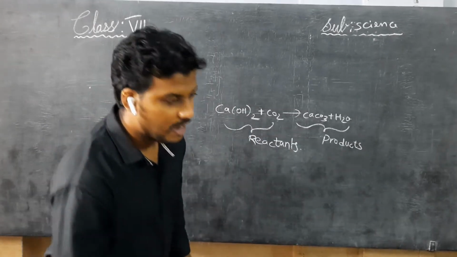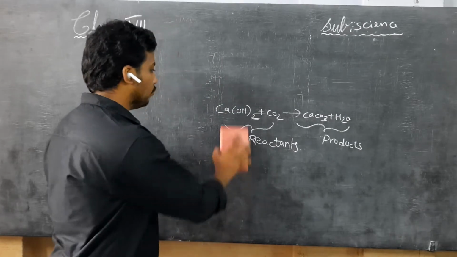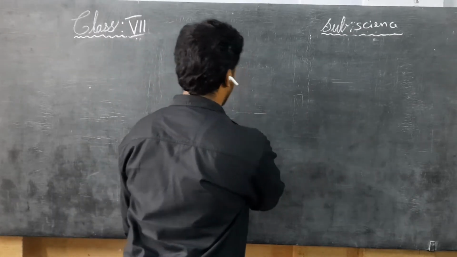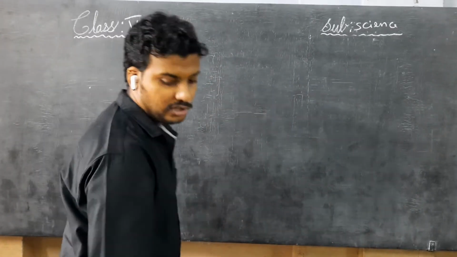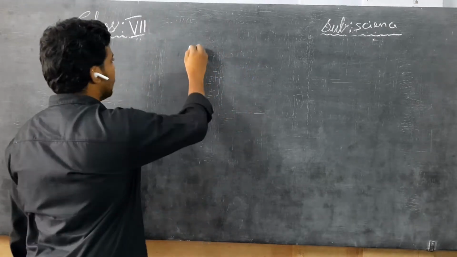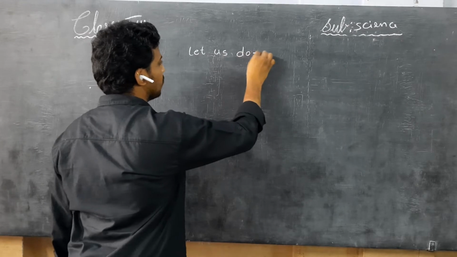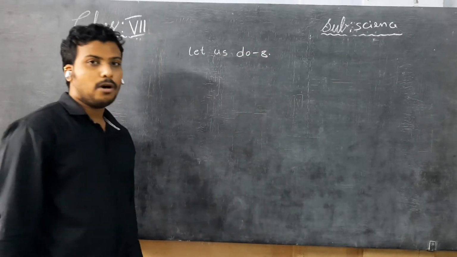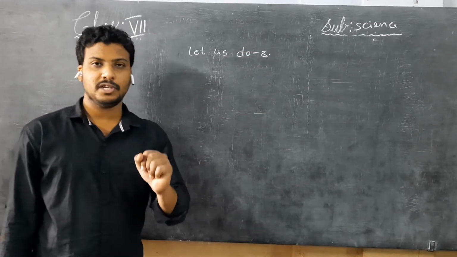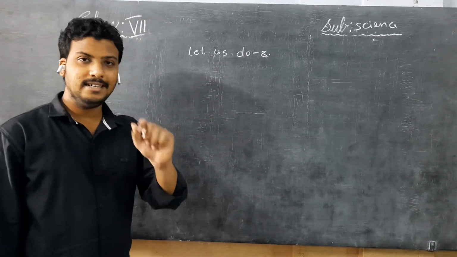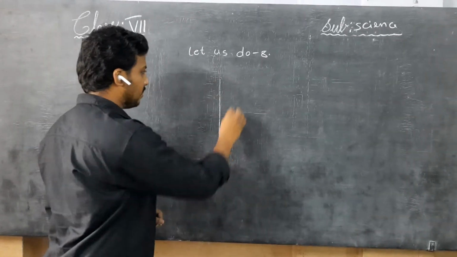Right now, let us do Activity 8. That's the activity number. Let us do, children. First of all, you need to take a clean test tube. Okay, I have taken a clean test tube.